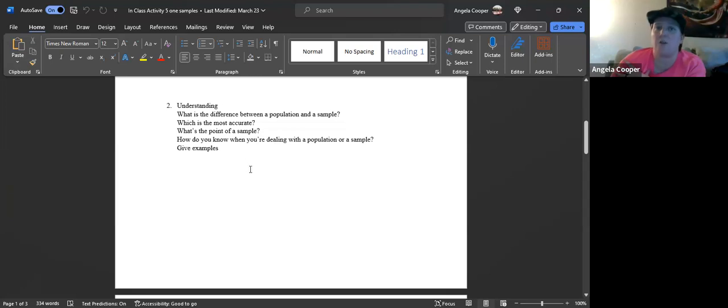The second understanding question is one that we certainly have more practical experience with in this class: the difference between a population and a sample. I want you to answer that question, as well as which is the most accurate, what's the point of taking a sample, how do we know if we're looking at a population or a sample, and then give examples. I know we've done this before, or at least talked about it a few activities back, where I wanted you to do your best to explain a concept you're struggling with. Population and sample were on there.